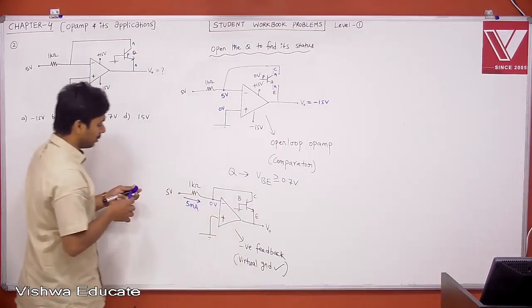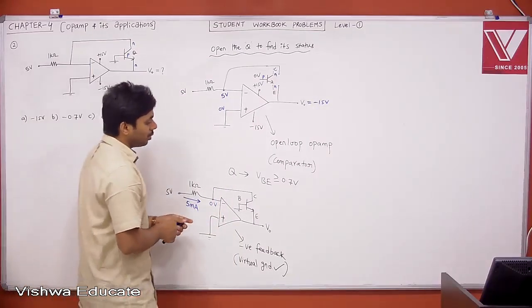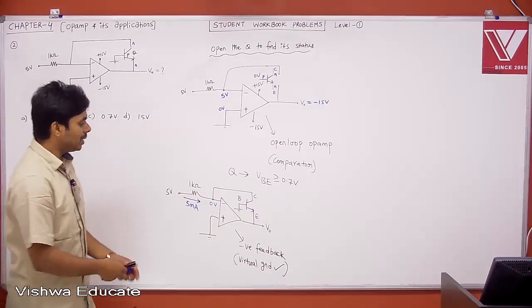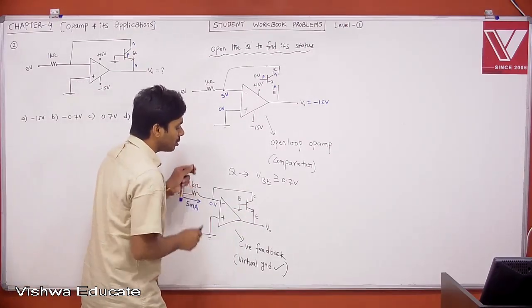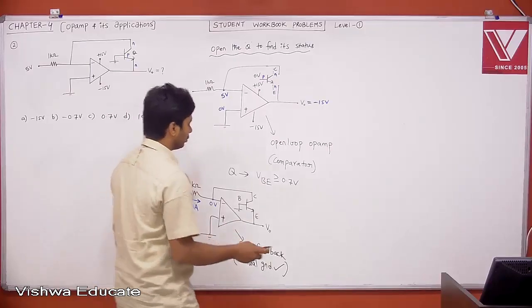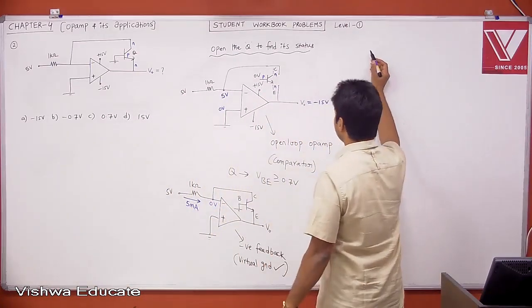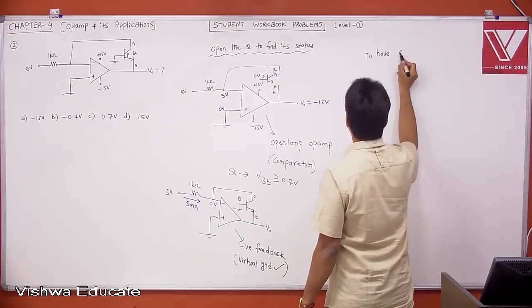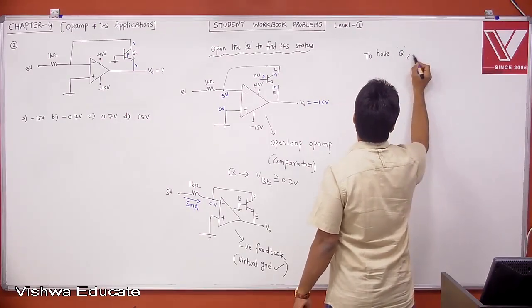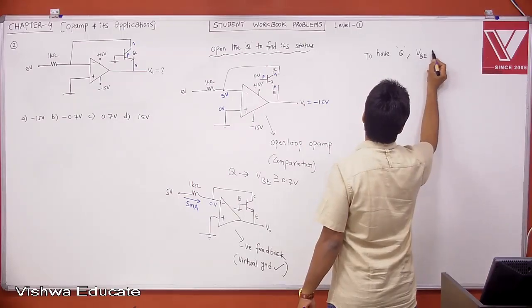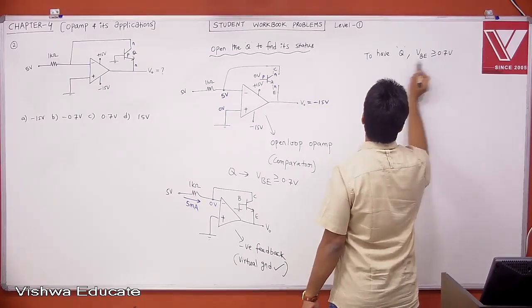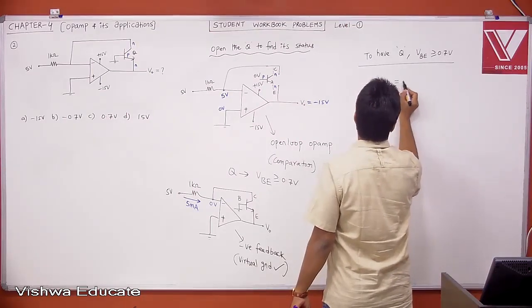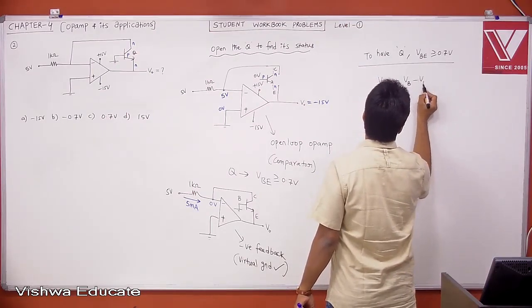Therefore, to have conductivity, what do we need? VBE should be greater than or equal to 0.7. Base is at 0, so how much voltage will you get? To have the transistor conducting, VBE is greater than or equal to 0.7. Therefore, what is VBE? VBE is equal to voltage at base minus voltage at emitter.